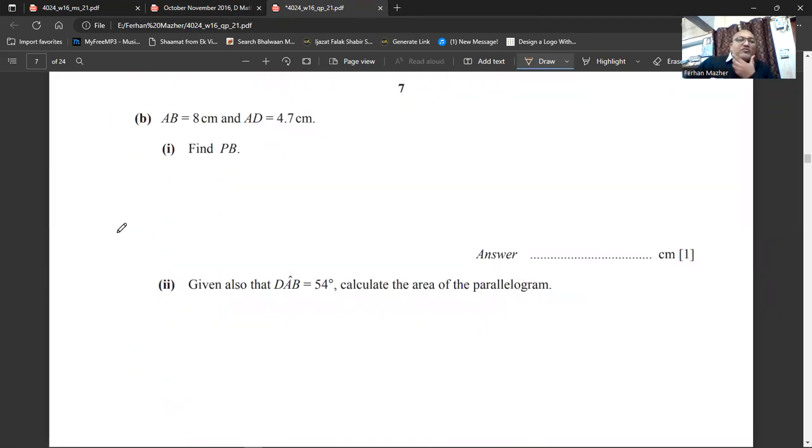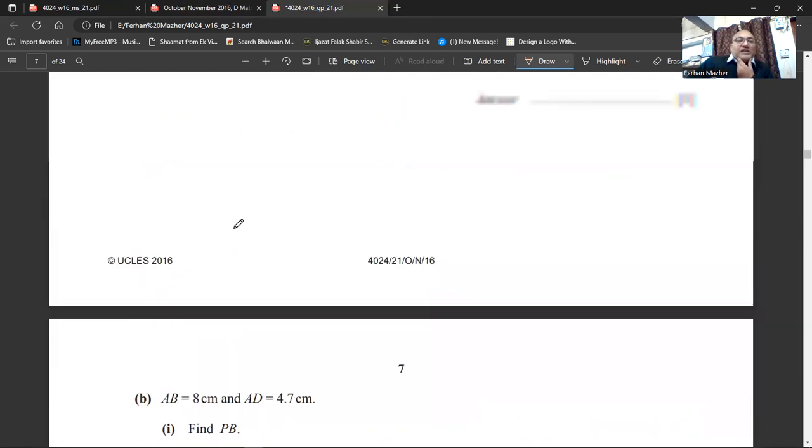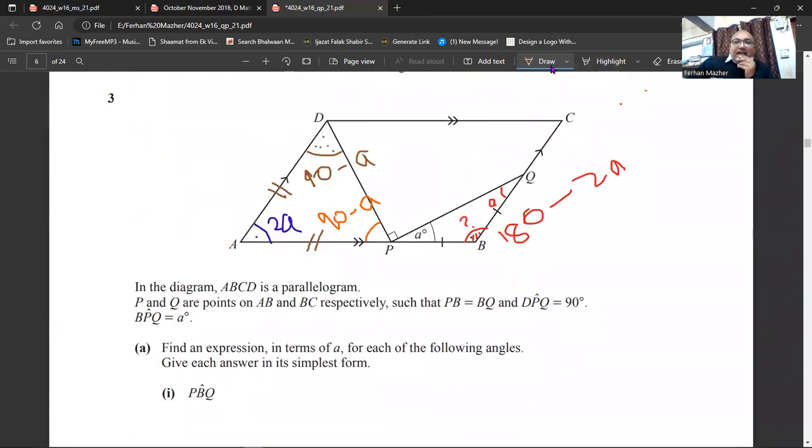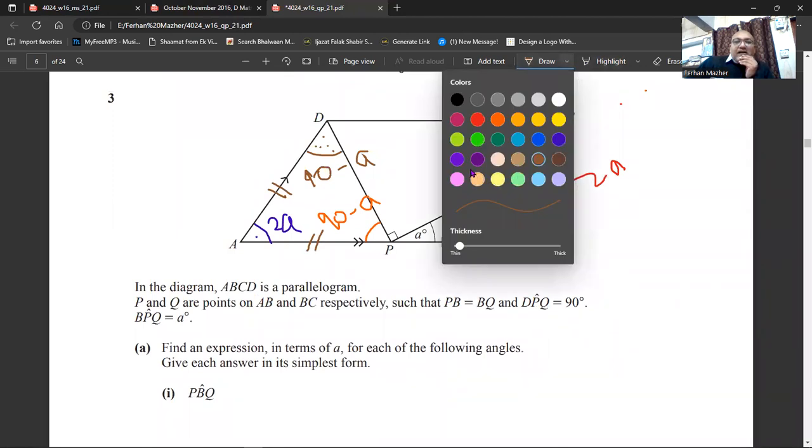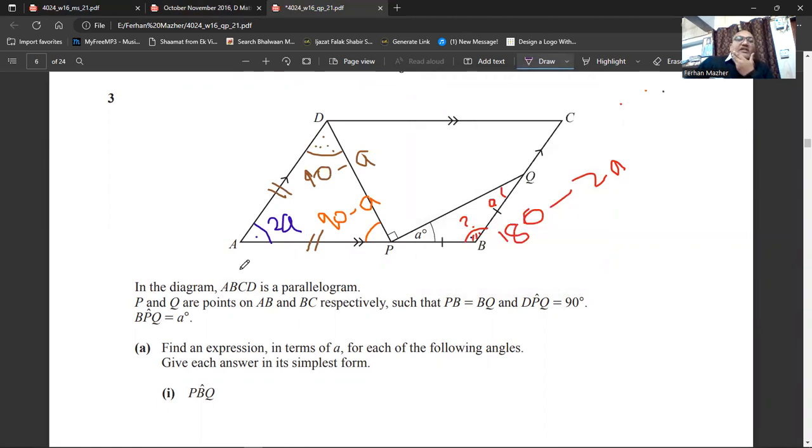Question number 2, part B. It says AB is equal to 8 centimeters and AD is 4.7 centimeters. Find PB. The AB, the whole thing, is 8 centimeters, and AD is 4.7. If AD is 4.7, then AP is equal to AD. I told you that's an isosceles triangle. So this will also be how much?